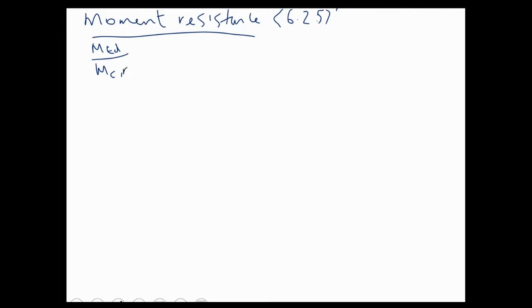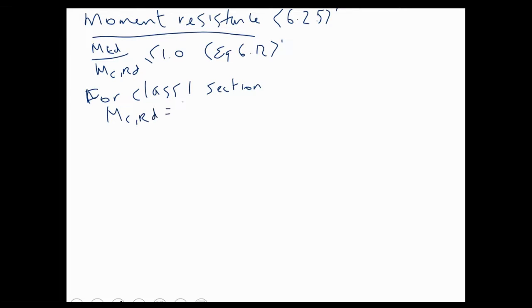As I said, the very first thing that we write down is to make sure that the demand divided by the capacity has to be less than or equal to 1, and that's from equation 6.12. And then the capacity: we've got a class one section. The capacity is equal to the plastic resistance of the section, which is the plastic modulus times the material strength divided by the partial factor of safety. That's equation 6.13.